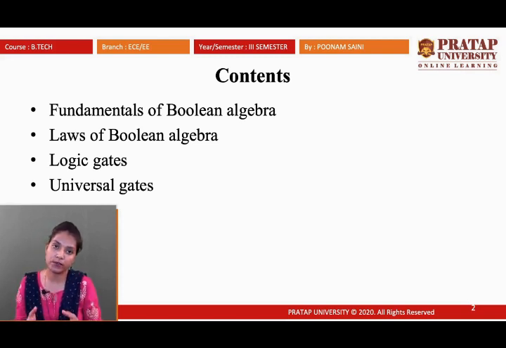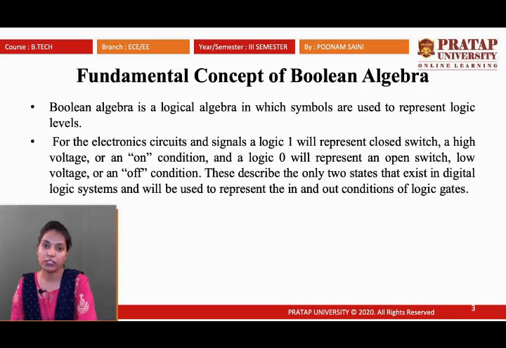In some respects a digital system is better, and in others analog systems are okay. So there are some advantages of digital systems over analog systems, and some disadvantages. The next topic we discussed was number systems: decimal, binary, hexadecimal, octal. We already discussed those. Now today's topic is Boolean algebra. Boolean algebra is a logical algebra in which symbols are used to represent the logical levels.